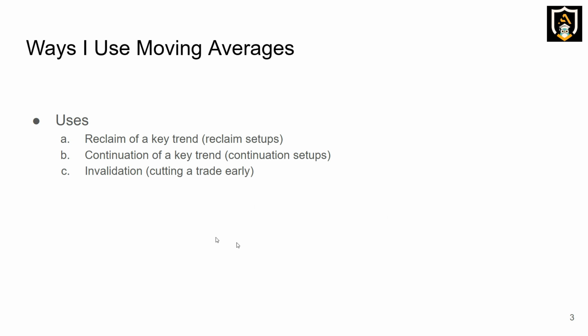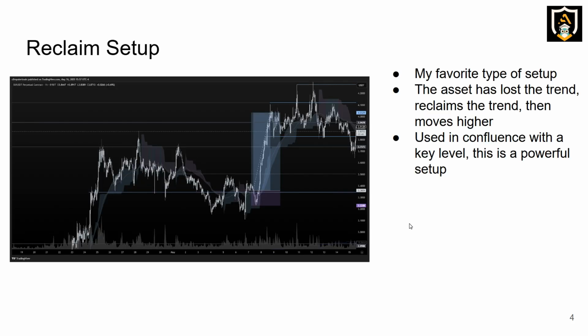There are three types of setups that I use moving averages for: a reclaim of a key trend, a continuation of a key trend, and then invalidation, which I somewhat touched upon in the prior page.